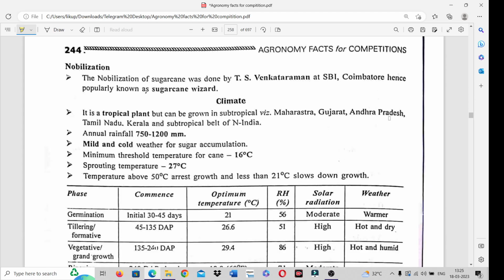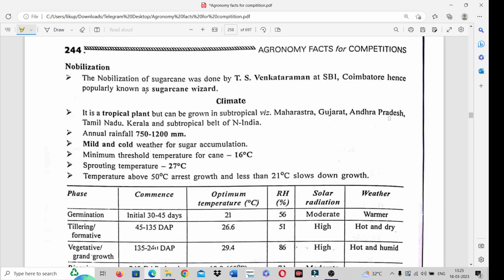Then climate. It is a tropical plant but can be grown in subtropical areas, that is Maharashtra, Gujarat, Andhra Pradesh, Tamil Nadu, Kerala, and the subtropical belt of North India. Annual rainfall is 750 to 1200 millimeter. Mild and cold weather is needed for sugar accumulation.